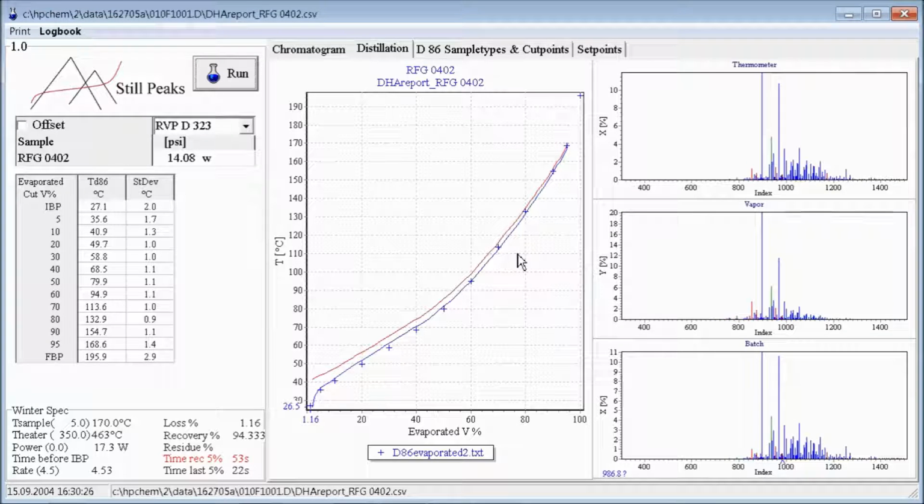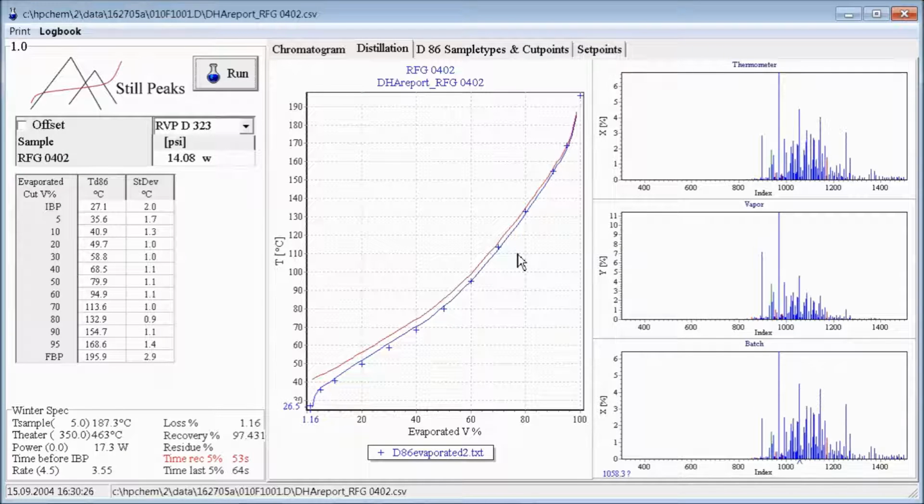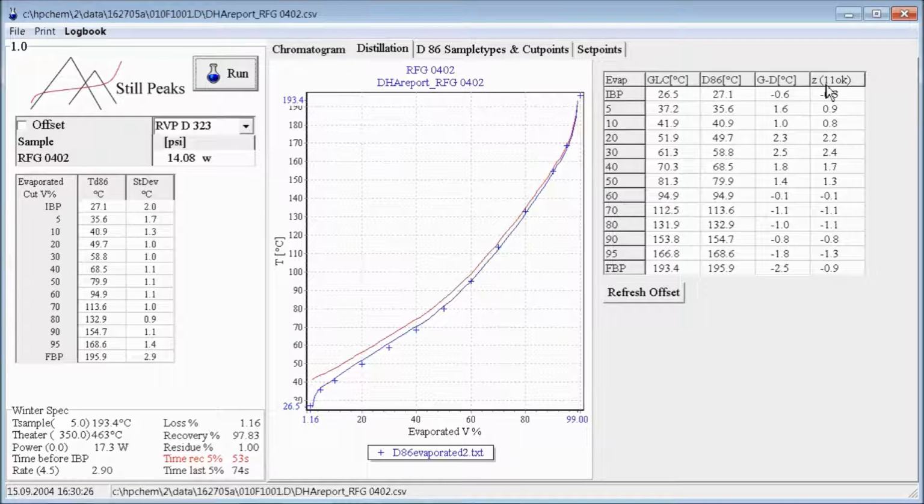Well, we wait for the final report, and there it is. And we have 11 points are on spec, except at 20 and 30%. There, these differences are significant.